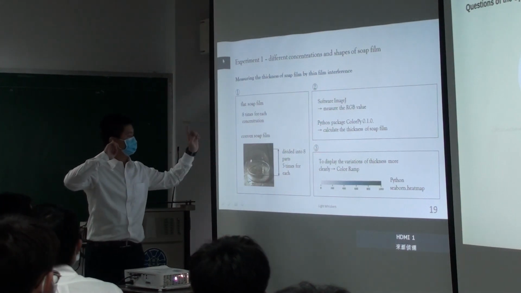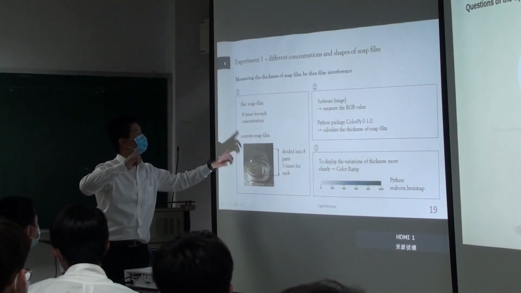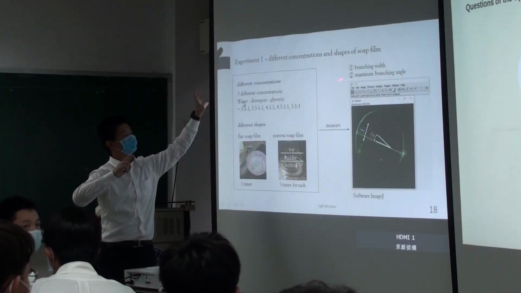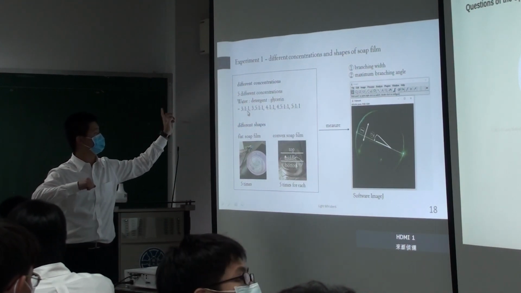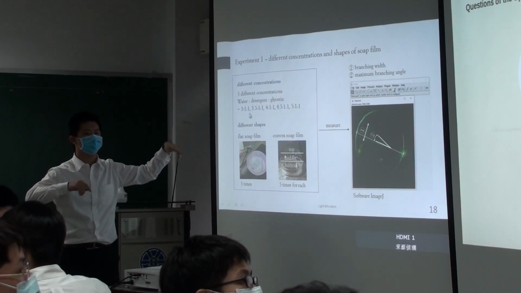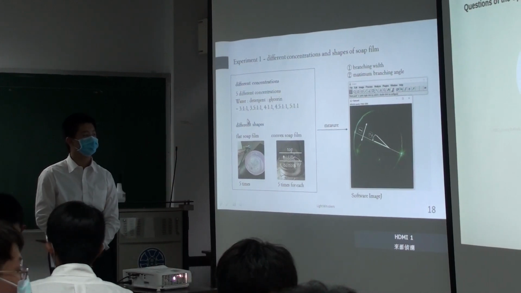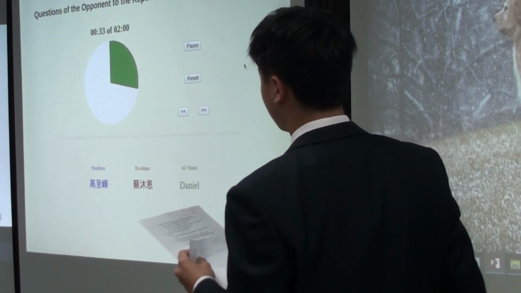It's right here. For the convex cell film, we divide it into 8 parts and 5 times for each, but that's only for this kind of concentration. There are 5 kinds of concentration, so it's 200 times. So can the bubble be maintained for very long? No. Basically, we have to remake every bubble.